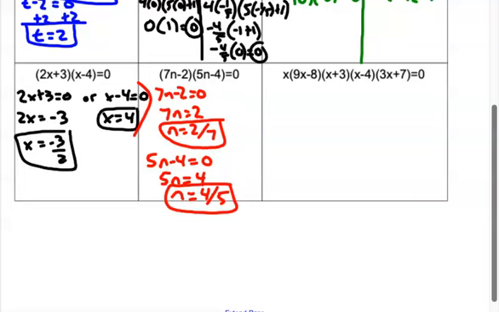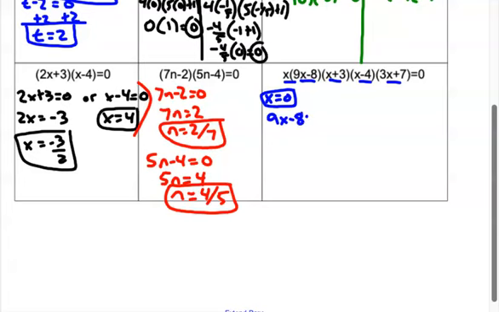The last one's kind of a challenge one, but really every single one of these products, 1, 2, 3, 4, 5, will give us another answer for x. So this one will really have like 5 answers. So each piece needs to get set equal to 0. X equals 0. Well, that's already an answer, so that one's done.